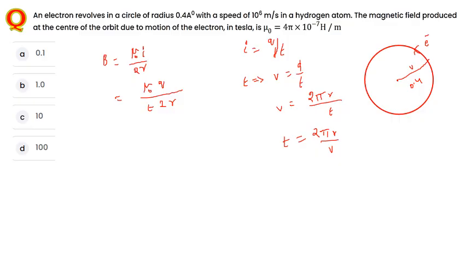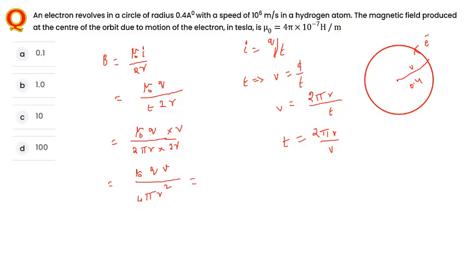Now you just substitute over here. Mu naught into Q divided by T, with T as 2 pi r divided by V, into 2r, and the denominator V will come over here. So we get mu naught Q V divided by 4 pi r square.